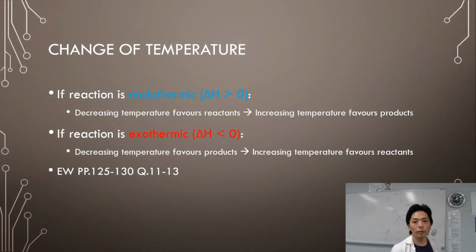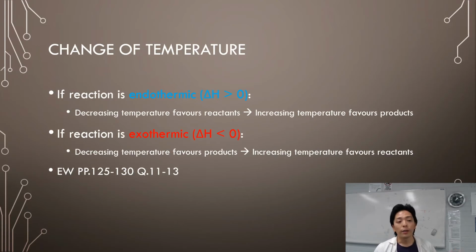On the next slide, a bit of summary there. If a reaction is endothermic, which means delta H is more than 0, positive sign should be used. Decreasing the temperature favors reactant. Therefore, increased temperature favors product.